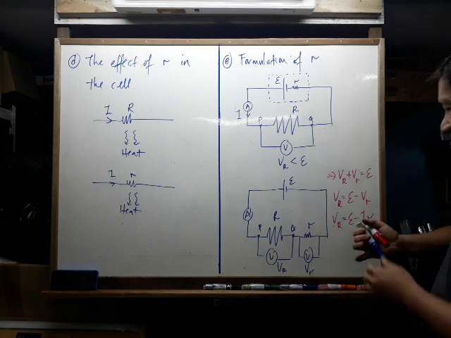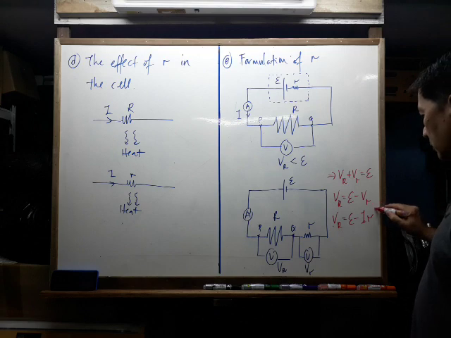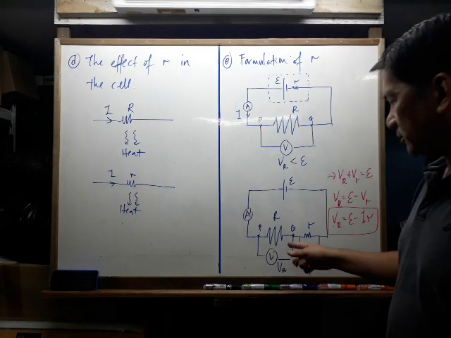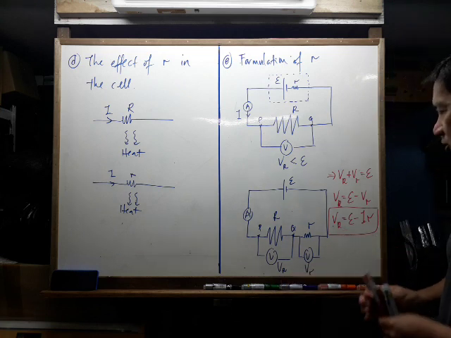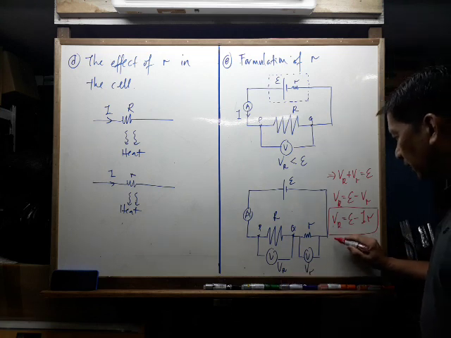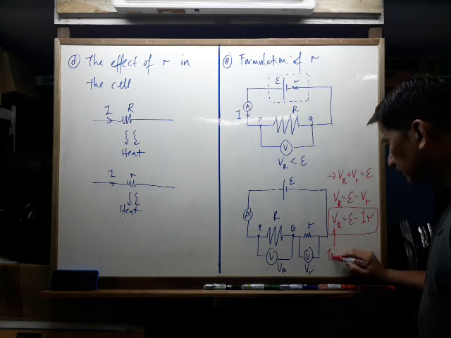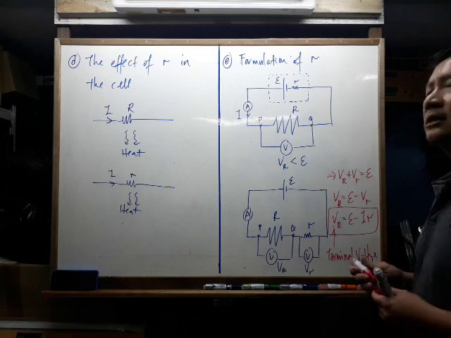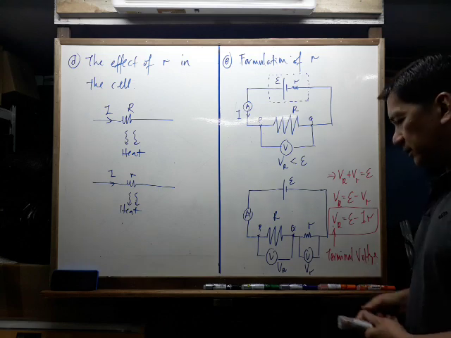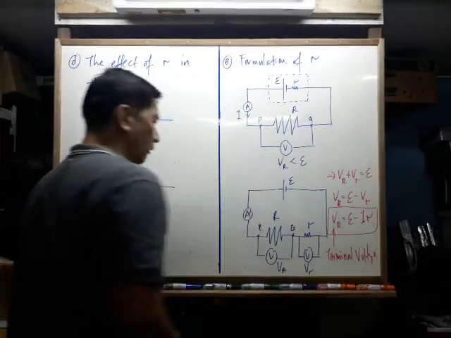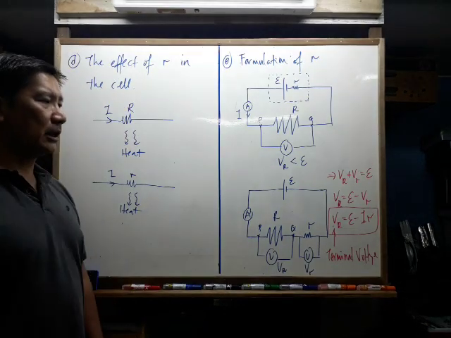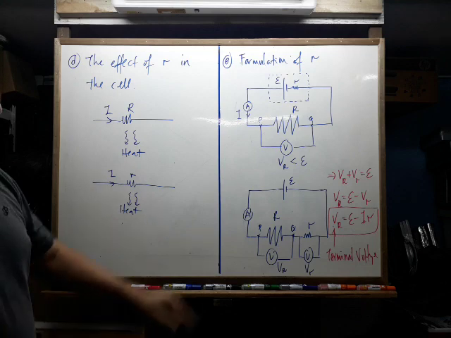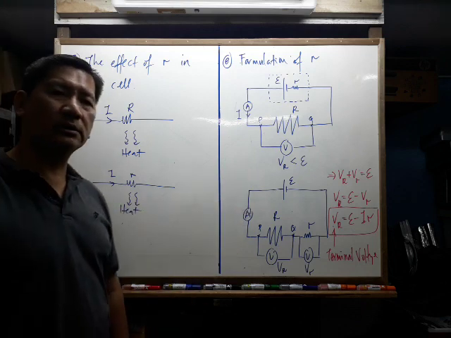Okay, so that is the equation that you can use to find out the voltage across the external resistance. So this voltage we call terminal voltage. Okay, terminal voltage. Alright, so this is the effect of internal resistance on the cell. So that's it for internal resistance. Alright.